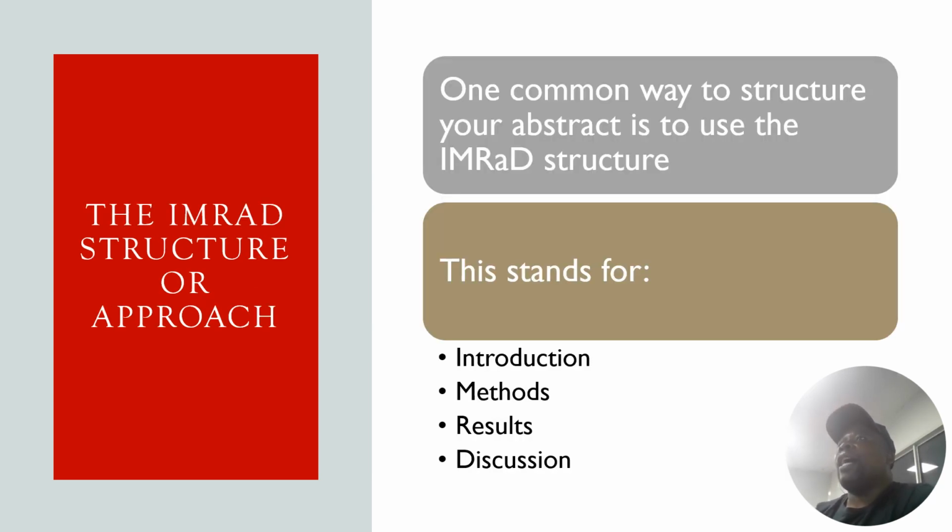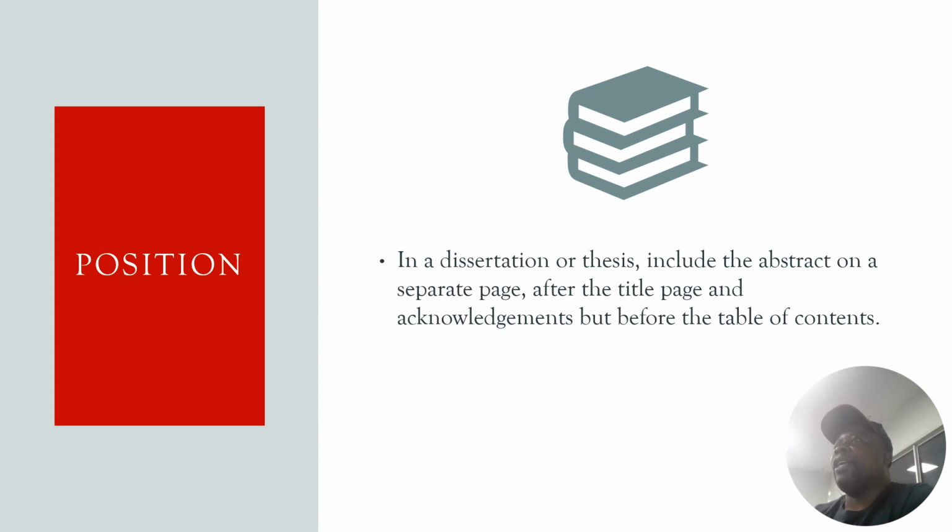One of the most common approaches or structures that we use when we write an abstract is what we call the IMRaD structure. The IMRaD structure refers to the introduction, method, results, and discussion. And in most of these abstracts, you will discover that the discussion, or the D part of the abstract, is in most cases actually missing.